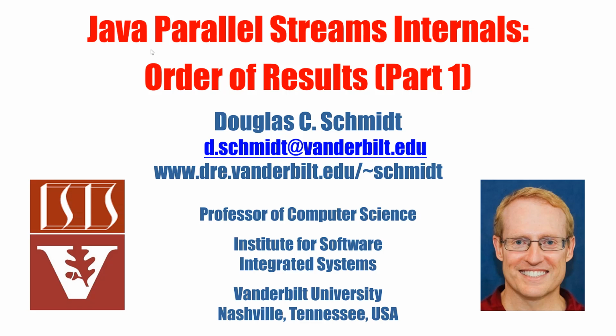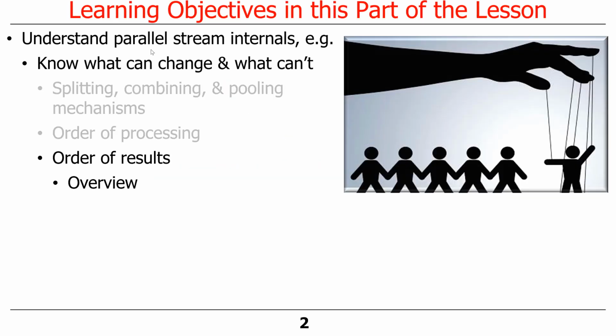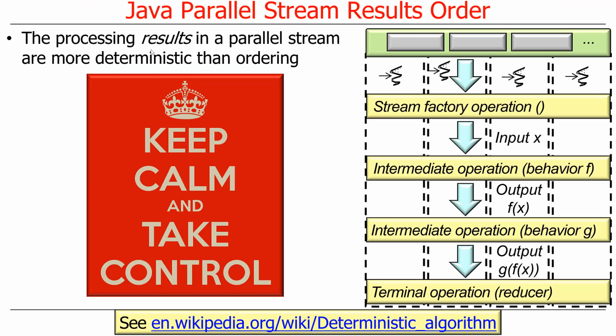So now that we've talked about the order of processing, and I mentioned how order of processing was not something you have much control over, let's talk about a related topic that you do have some more control over, which is the order of the results. And I'll talk about what it means to differentiate between order of processing and the order of results. So the results of parallel stream computations have more options for you to control than the order of processing.